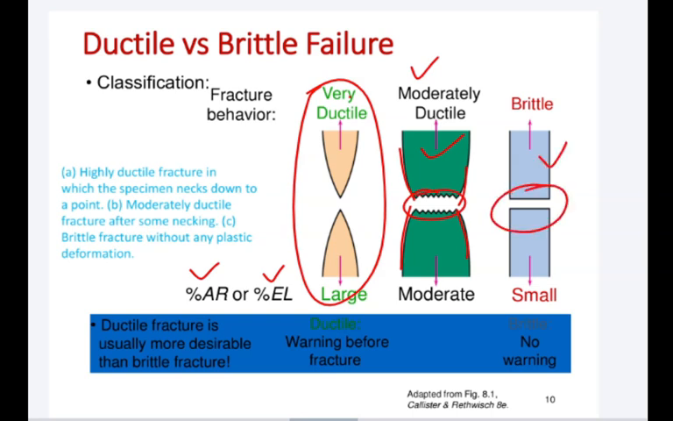Brittle fracture, you see, theoretically has 0% elongation, the area reduction is 0% as well. Once you apply the load to the material, it fractures suddenly, and you don't see any alarm, any warning, right? So that is known as brittle fracture.